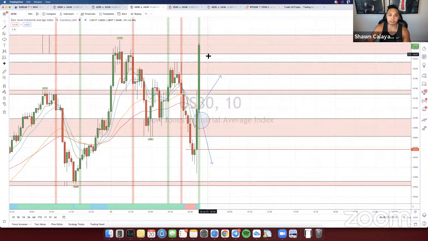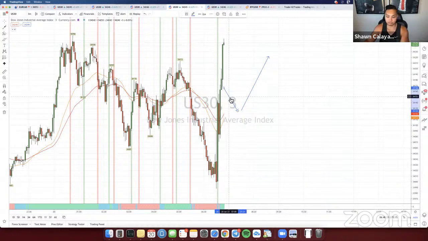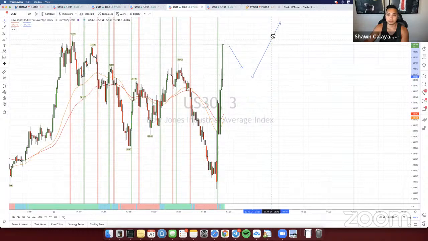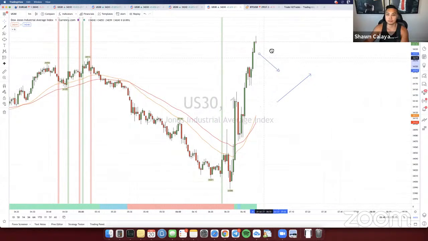I'll probably see if there's any other entry that becomes available off the shorter time frames, because there's going to have to be a retracement. This is way too strong of a push up. So I'll be looking for that retracement right there, and then we can possibly take it to the upside.